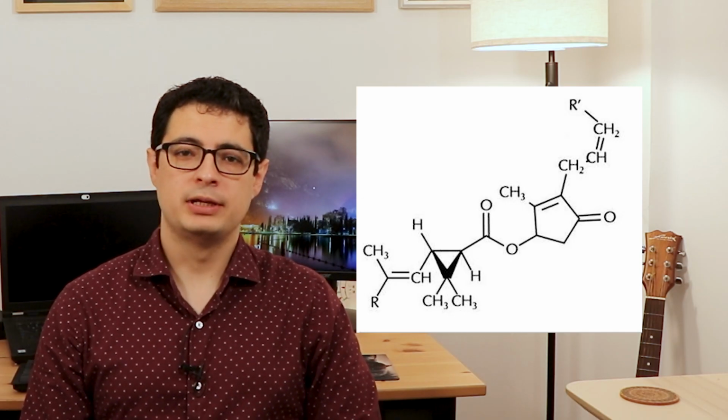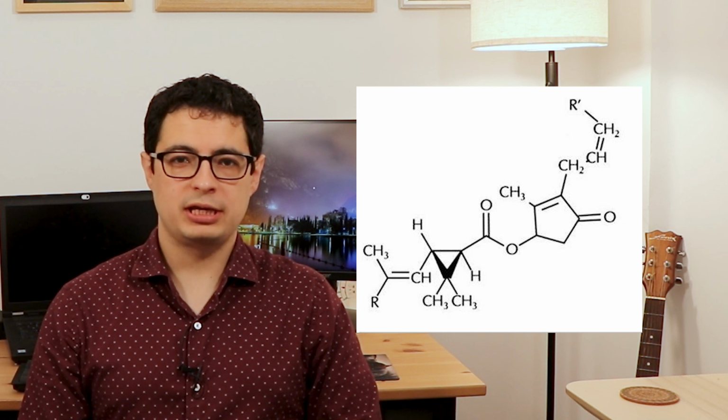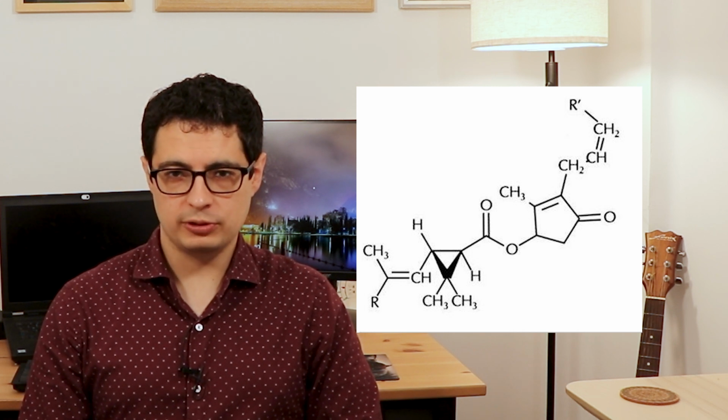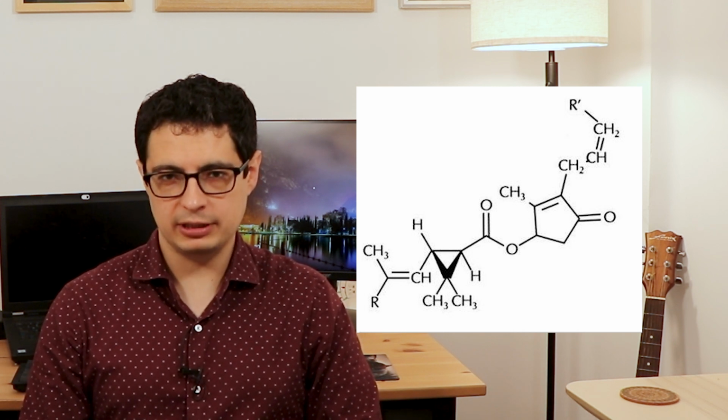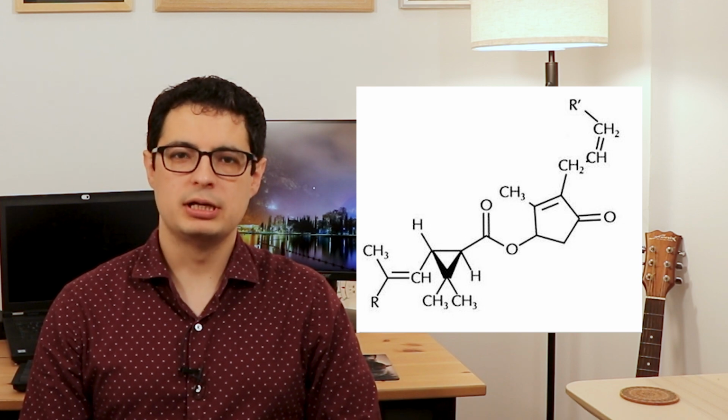Pyrethrins are a group of naturally occurring chemical compounds. So it's not a single pyrethrin, there are many different pyrethrins, and they share the same chemical core, which you can see here. This core is what gives pyrethrins most of their chemical properties and definitely their insecticidal properties.